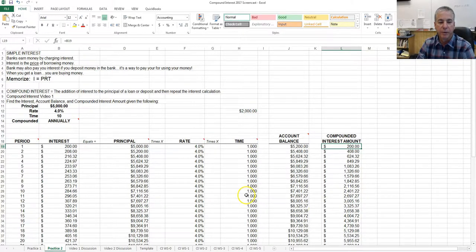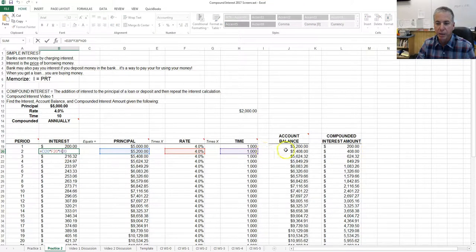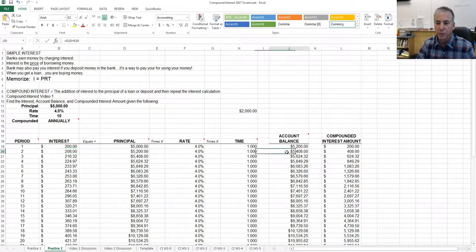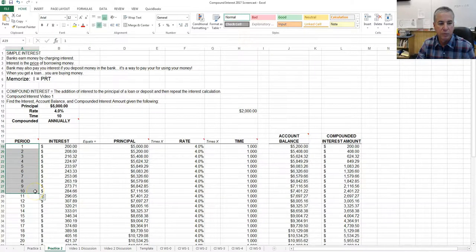Well, let's move on to the next compounding period. What's going to happen? This beginning principal is actually the ending account balance from the previous compounding period. So we put that value in here, and then do the simple interest calculation again. Then once again update the balance, and add the interest: the previous interest plus the new interest that was earned. That gets done 10 times, because it's 10 years compounded annually.